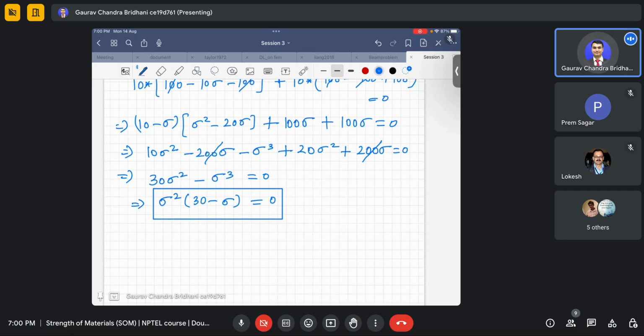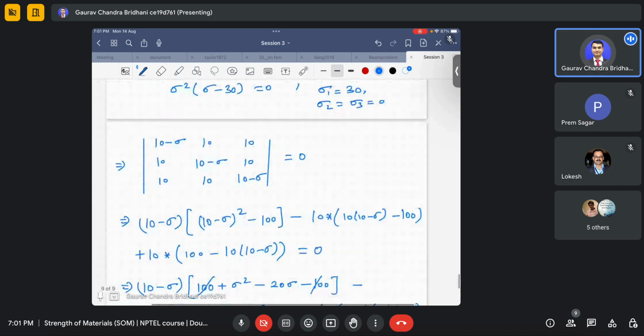It will be a cubic equation. There will be 3 roots, because it's 3 dimensional, we are representing our stress tensor in a 3x3 matrix. So 3 roots again: sigma 1 will be 30 MPa, and sigma 2 and sigma 3 will be 0. So we found it from both ways.